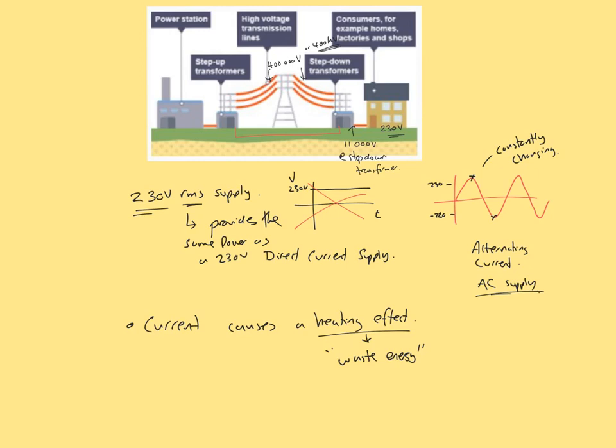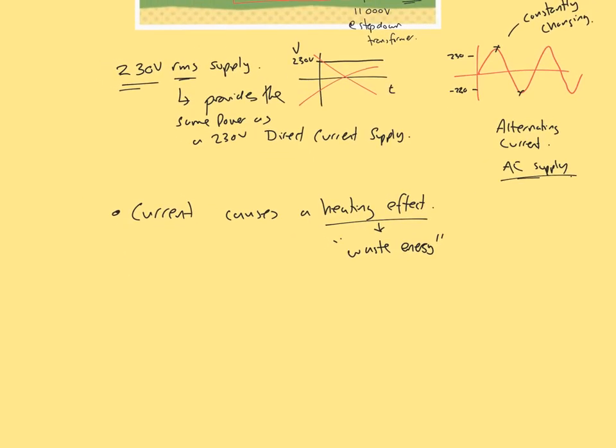However, you can reduce the heating effect by having less current. So less current means you have less heating effect. If you can get the current much, much lower, then you can reduce the amount of heating effect, reduce the waste energy, and you can deliver the power more efficiently.